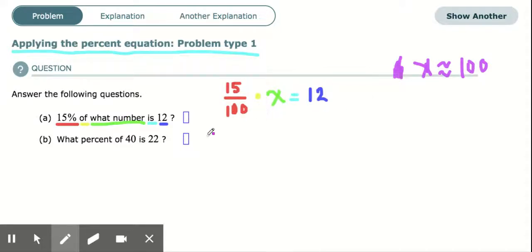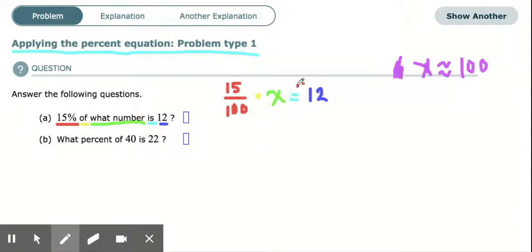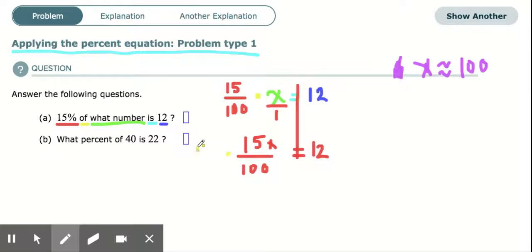Well, if we want to solve for x, the first thing that we could do is simplify the left-hand side. So 15 times x, this is like x over 1. So that would be 15x divided by 100. And on the right-hand side, we just have 12. Well, let's try and get rid of this fraction. We want to isolate the variable. So if it's being divided by 100, then let's multiply by 100 on both sides. That way those cancel, but whatever you do to one side, you have to do to the other in order to keep the equation balanced.